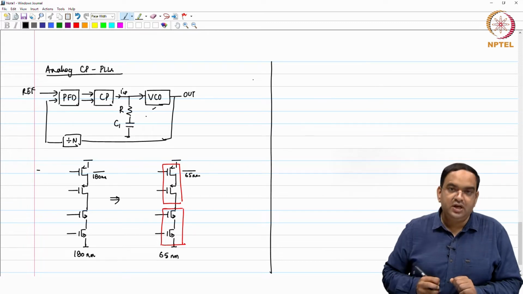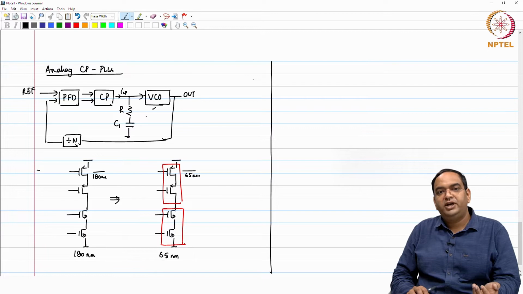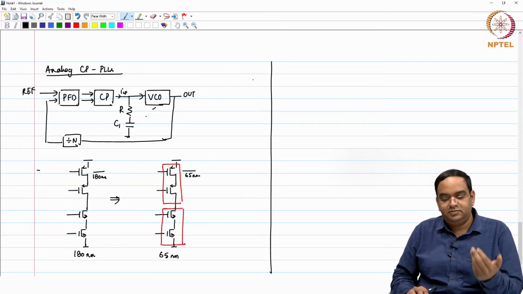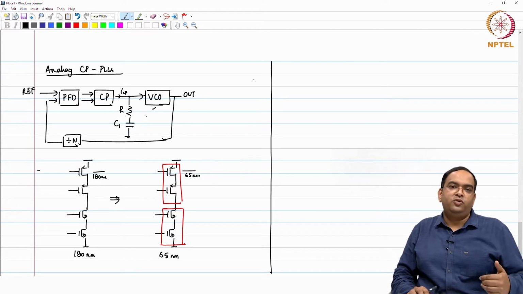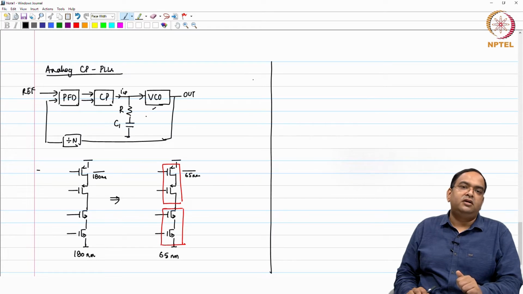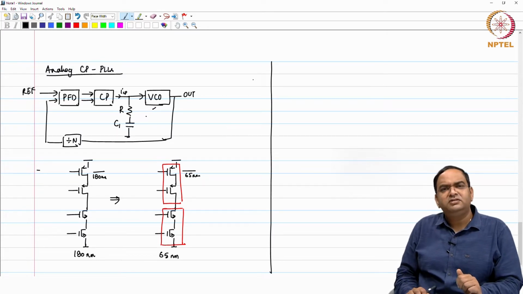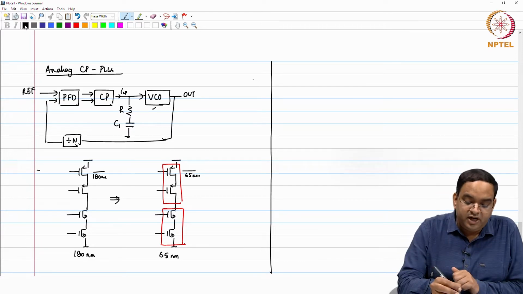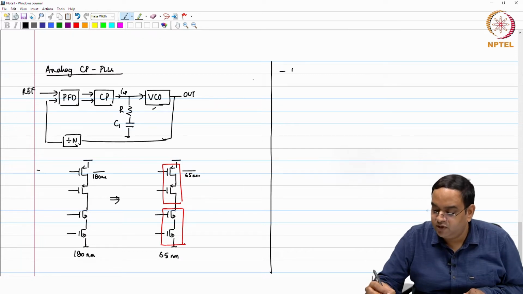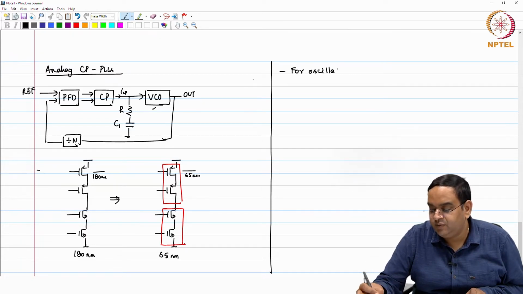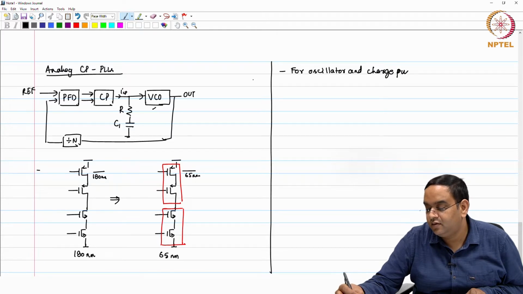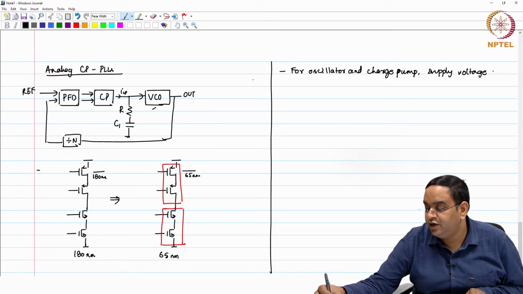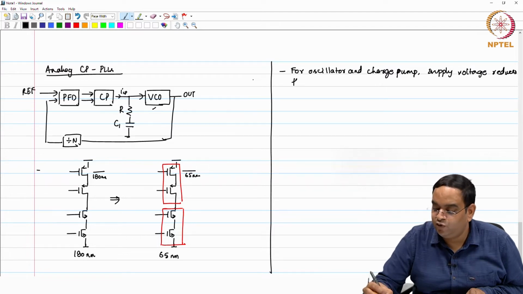The other thing is the VCO. If you have a ring oscillator VCO which is operating at 1.2 gig in your 180 nanometer process, and you want to implement the same oscillator in your 65 nanometer process, the oscillator will also scale. But in both the cases, for the oscillator and the charge pump, the supply voltage reduces, so the voltage headroom available for current sources in these blocks reduces.